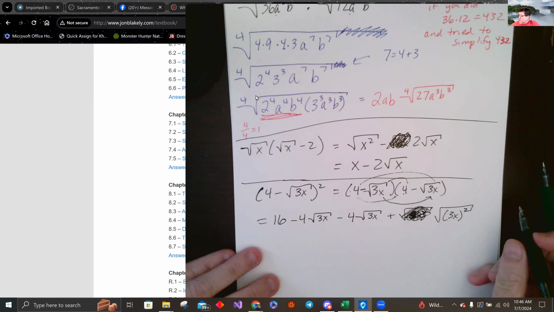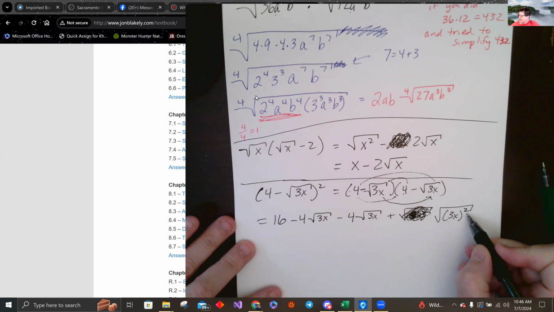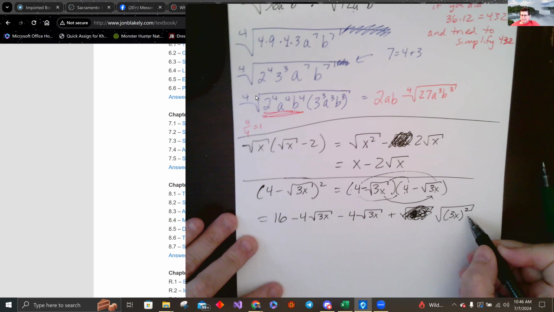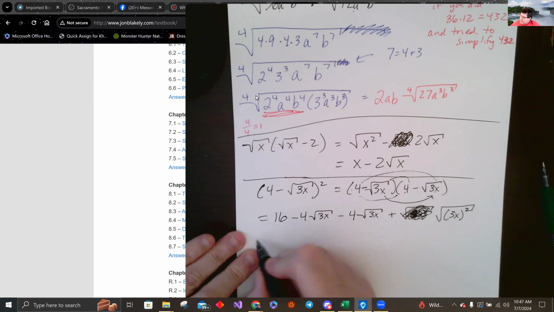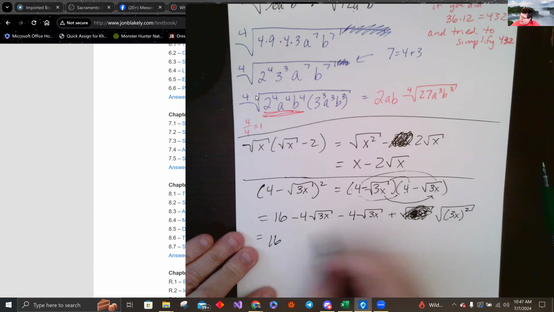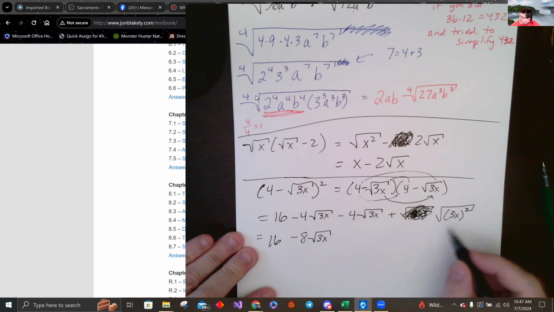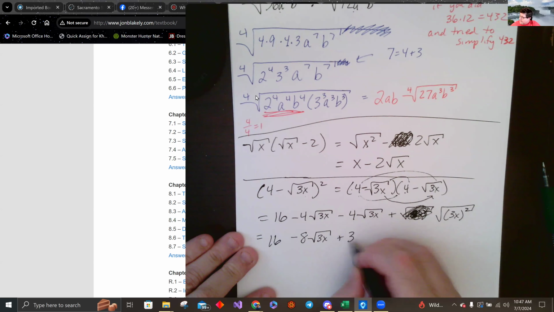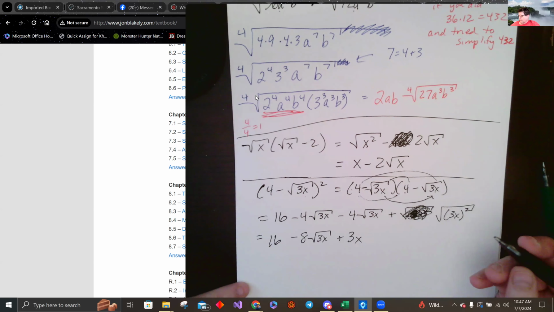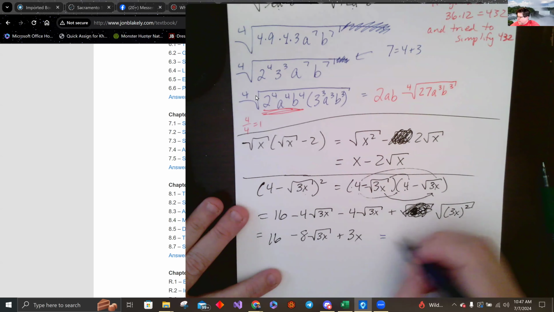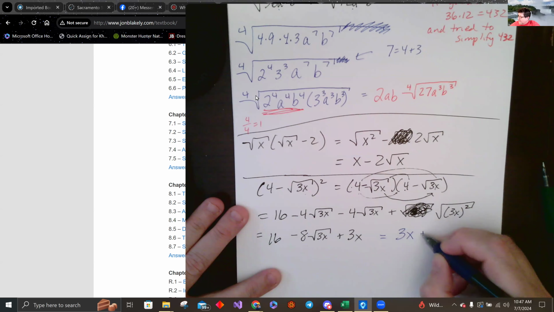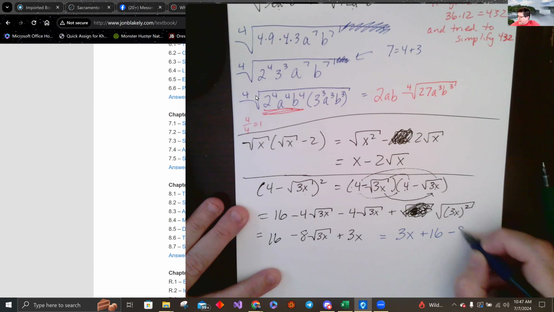You could write 9x squared, but I think this way you see the radical and the index go away, or the radical and power go away. These two combine into 8 square root of 3x. And I've got plus 3x. That's a valid answer, but most people will put the radical last. I've got 3x plus 16 minus 8 times the square root of 3x.